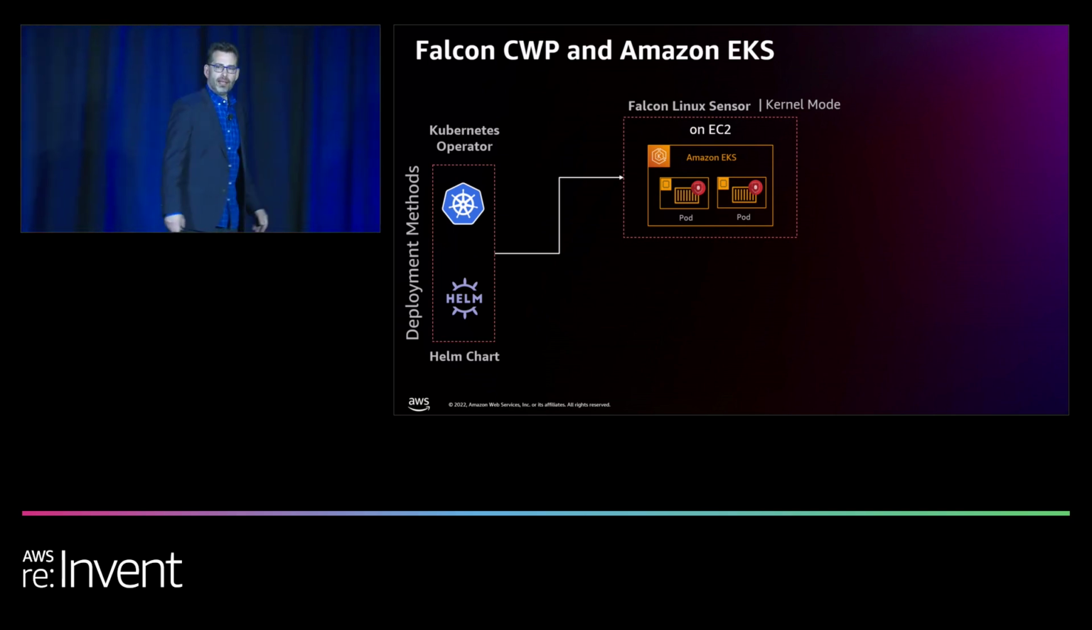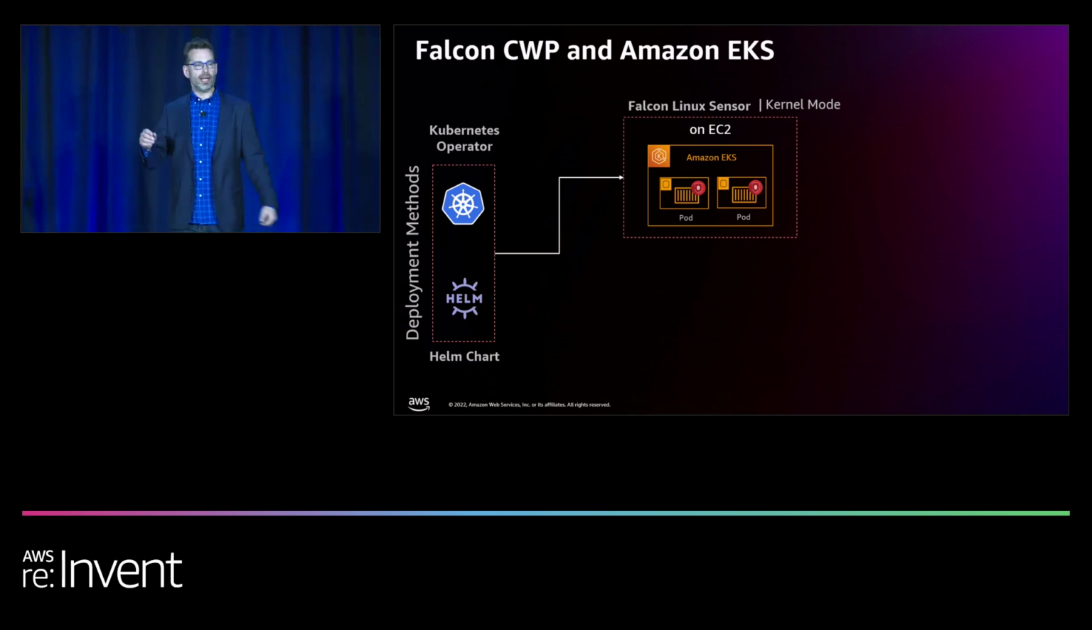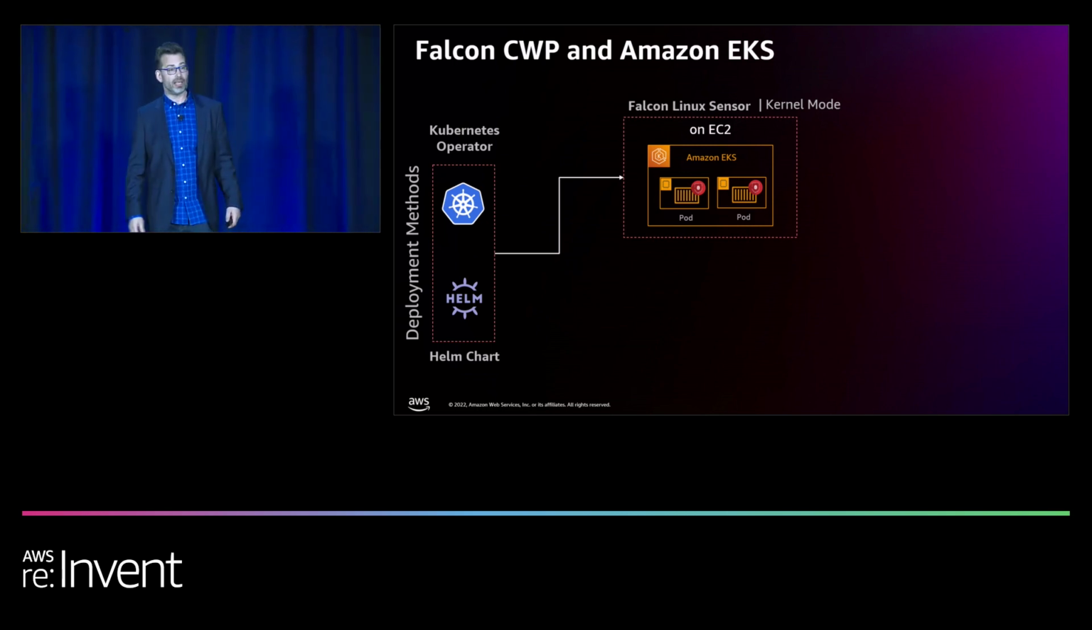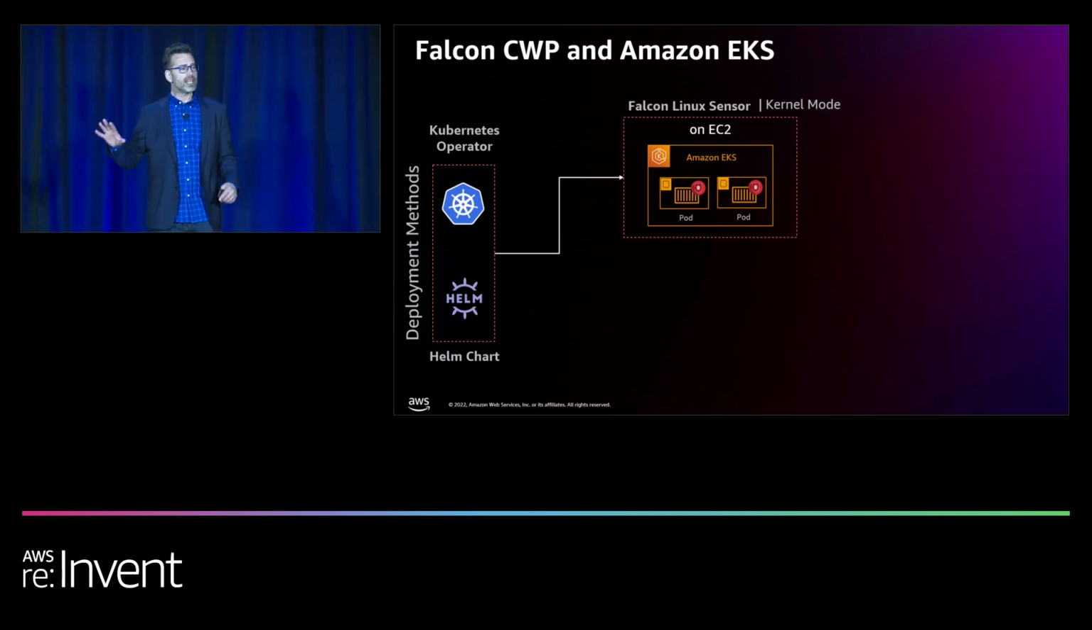The Falcon container sensor, containerized sensor, is deployed as a daemon set. And what that means is that on each new host that's deployed, a single sensor pod is deployed on that host. Now that pod collects kernel-level activity. It's able to protect all of the containers on the host and the host itself.